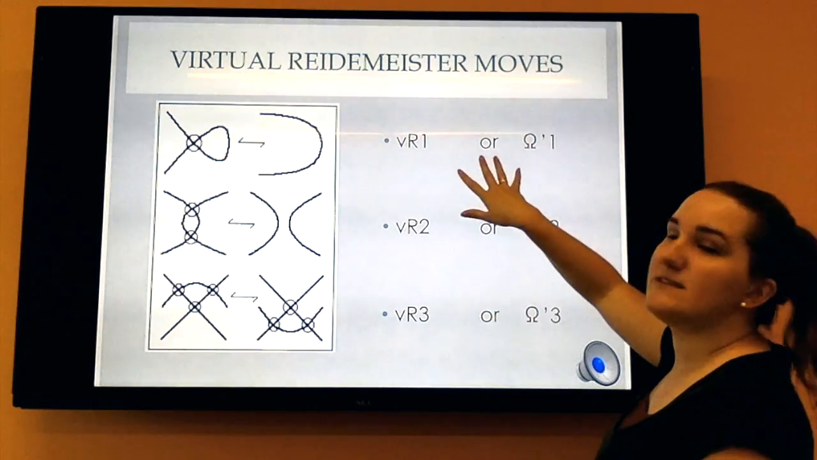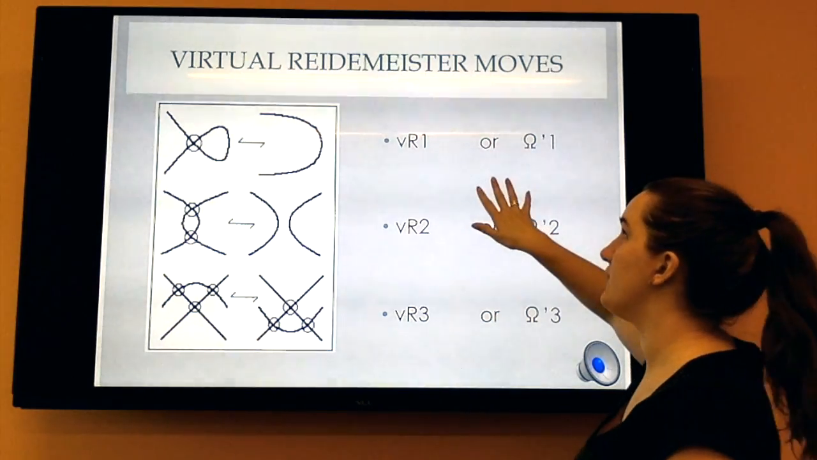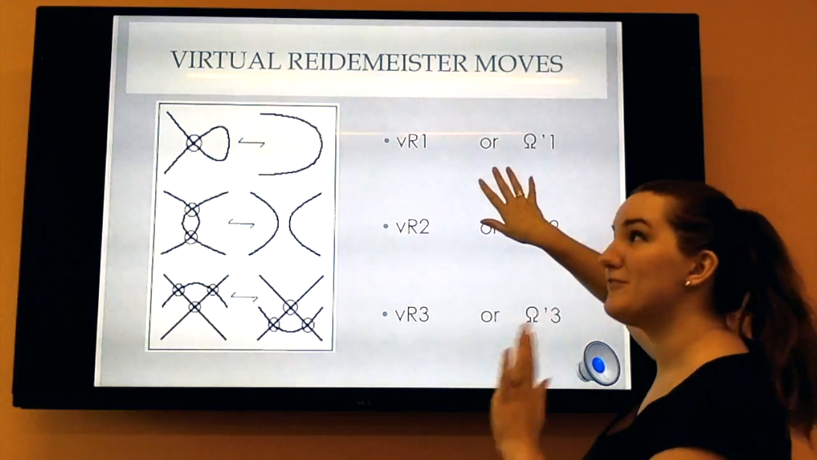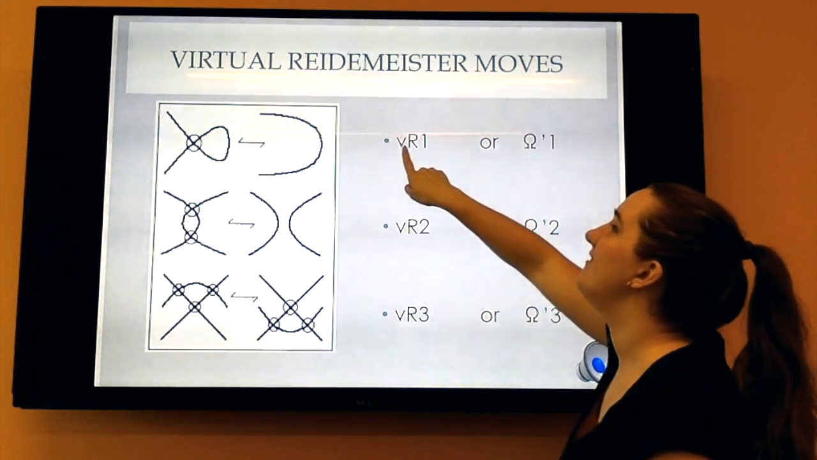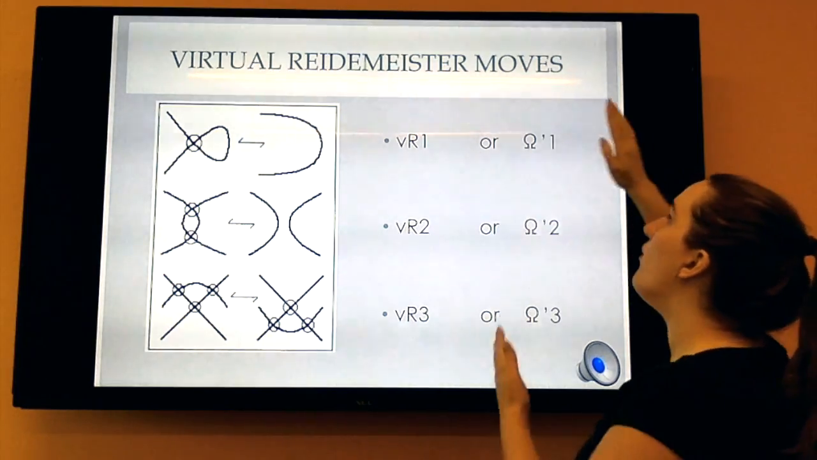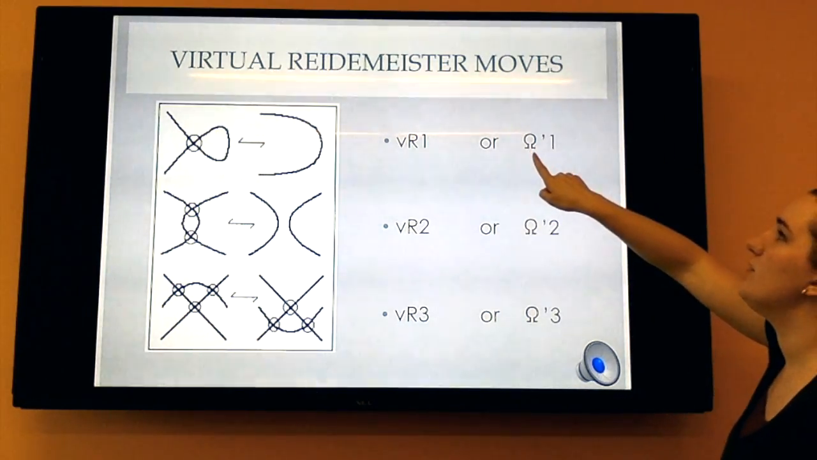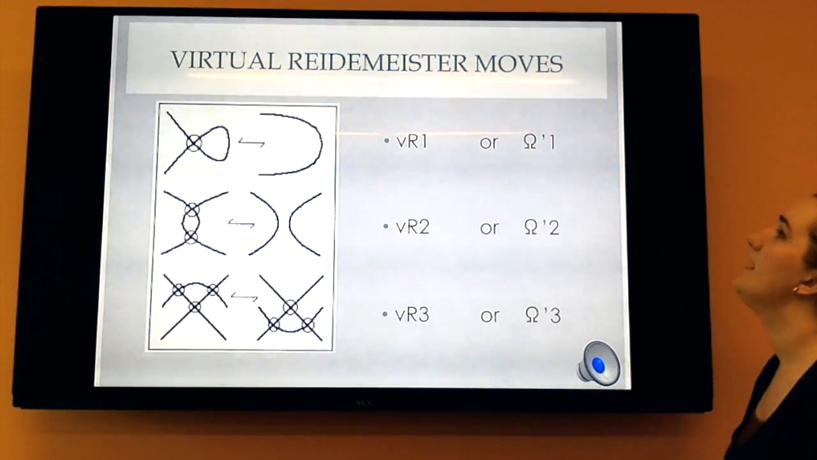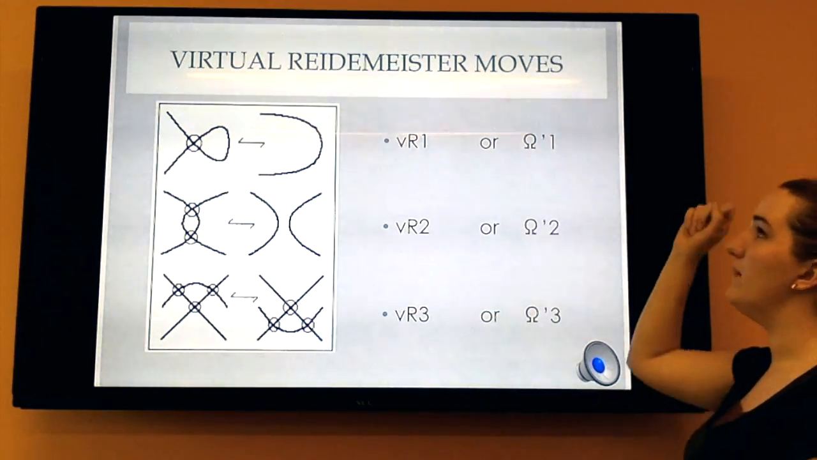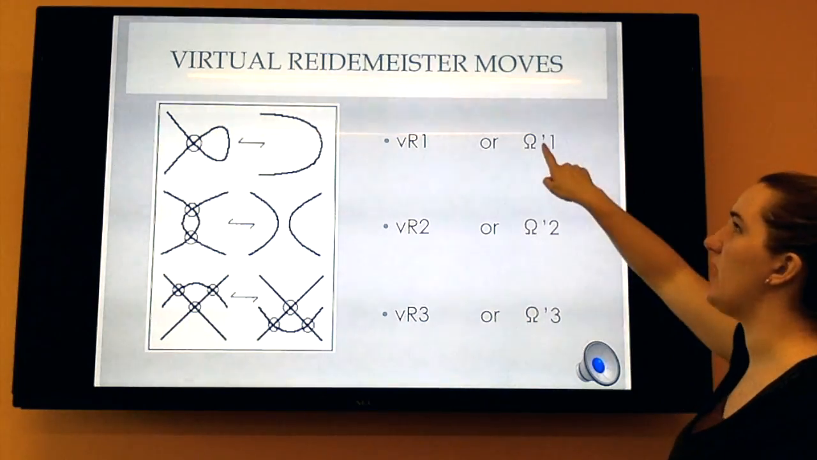Also, these are the ways that we note that they are virtual Reidemeister moves rather than classical. We put V of R1, or we can use the symbol omega with a little prime symbol next to that, and then put a 1. A classical Reidemeister would just not have the prime.